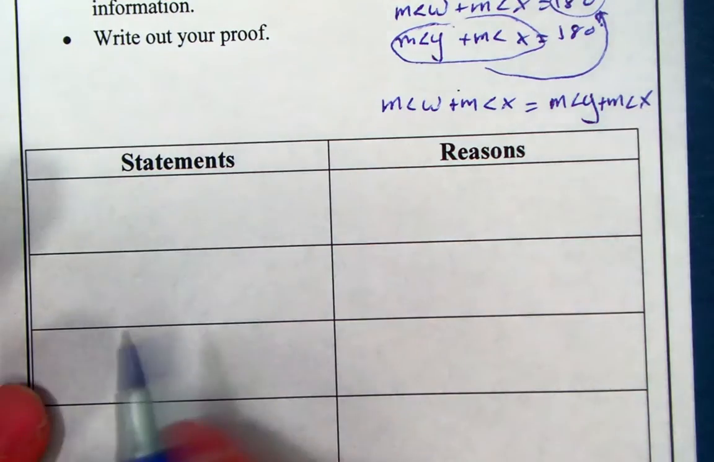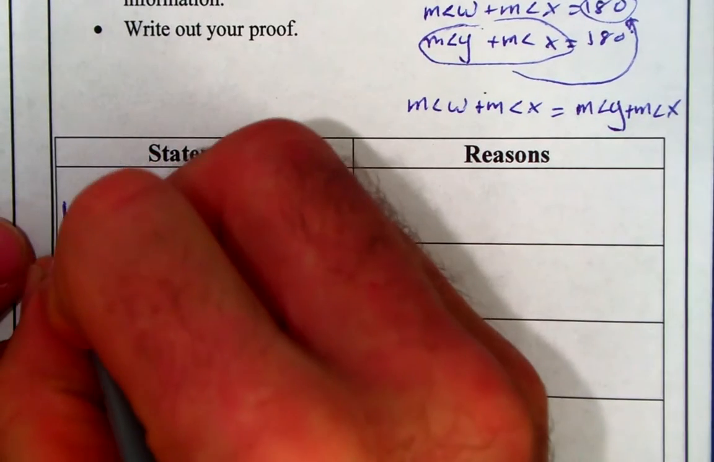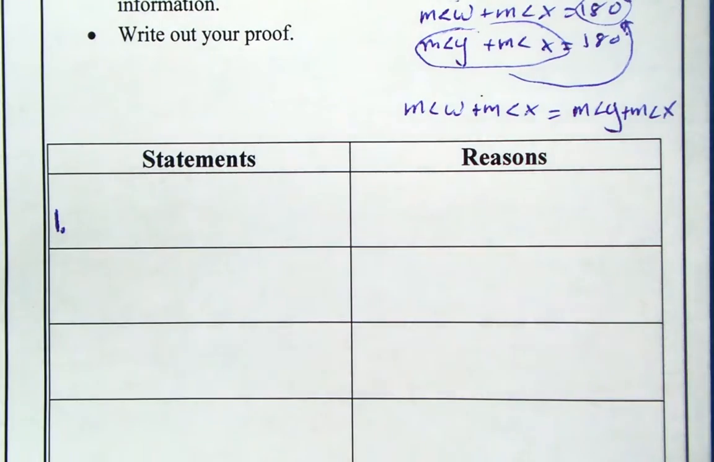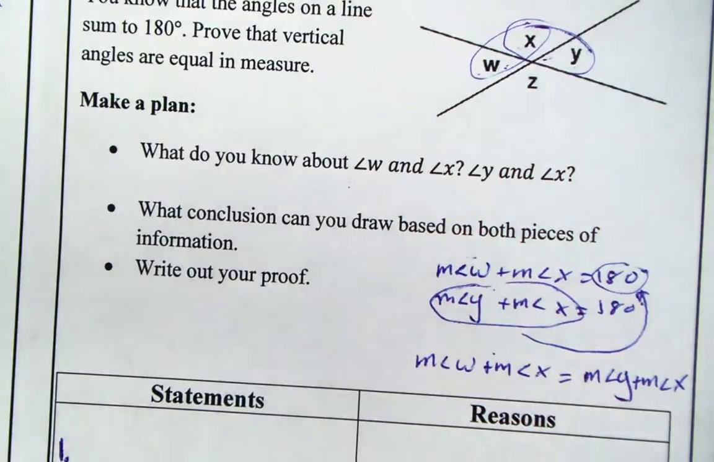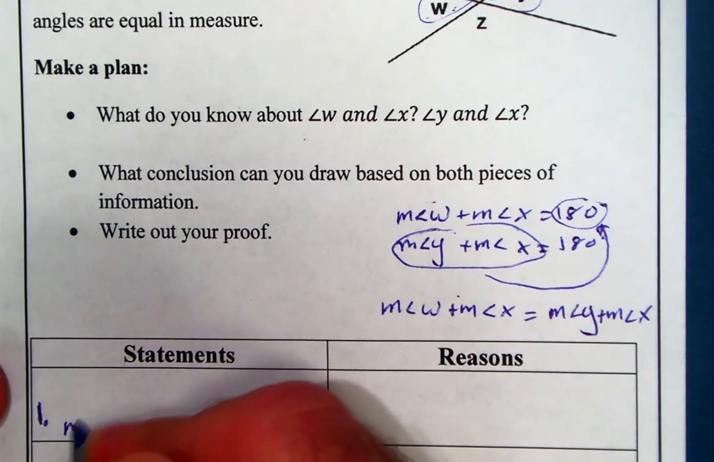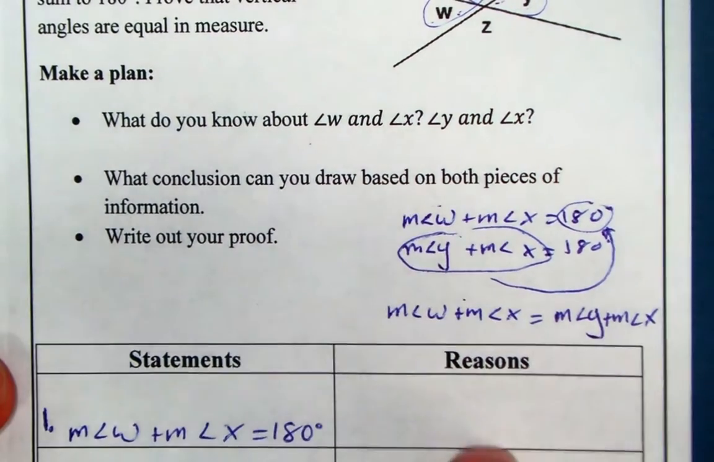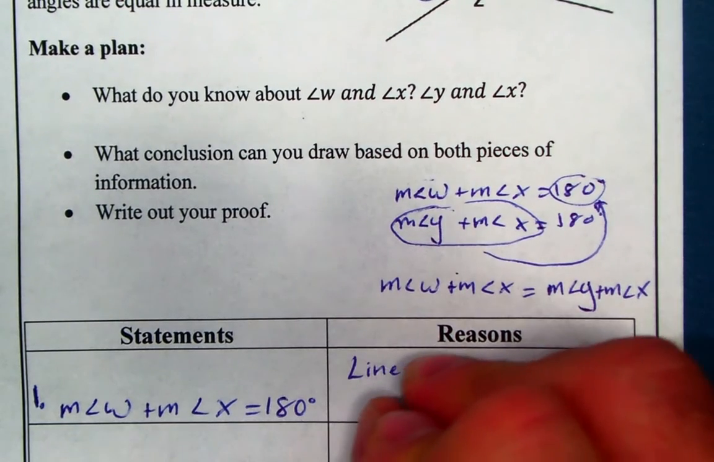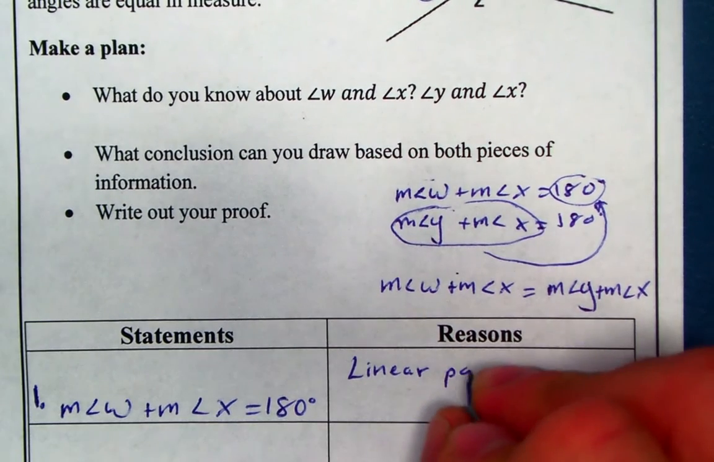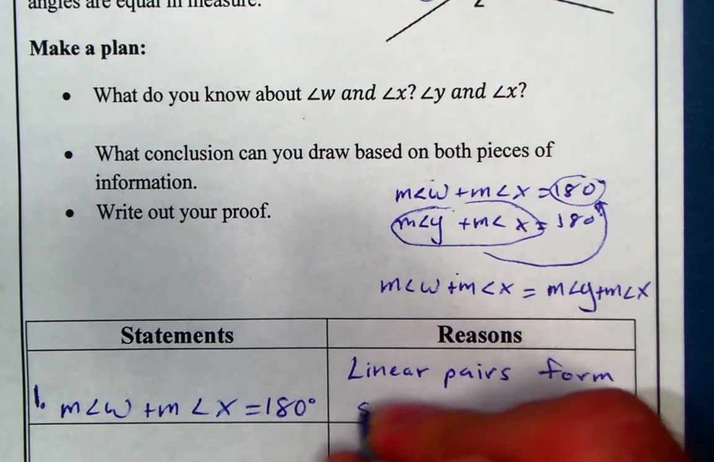Okay, so this is how we write a geometric proof, or at least one of the ways. We're going to say, all right, our statement number one, the most basic fact, or the thing that all the others are going to be based on, is the fact that these are a linear pair, right? And they add up to 180. So we're going to say the measure of angle W plus the measure of angle X is 180 degrees. How do we know that? That's our reason. Well, we know based on the definition that linear pairs form supplementary angles.